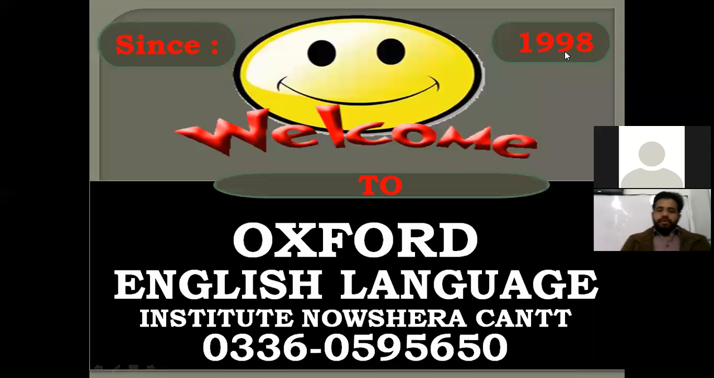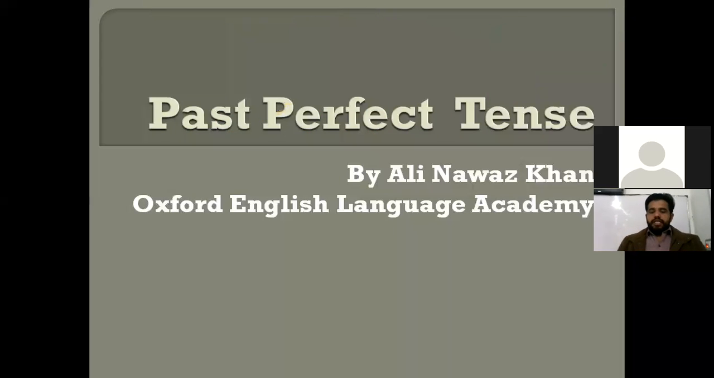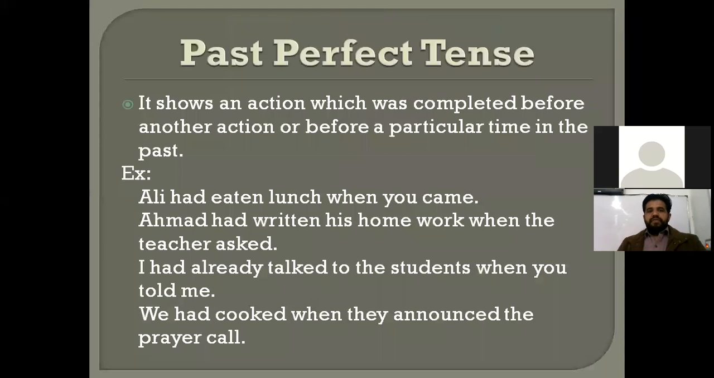So first of all, you will go for the definition of past perfect tense, and then you will also go for the structure of past perfect tense. Past perfect tense shows an action which was completed before another action or before a particular time in the past. Sometimes two actions happened in the past.